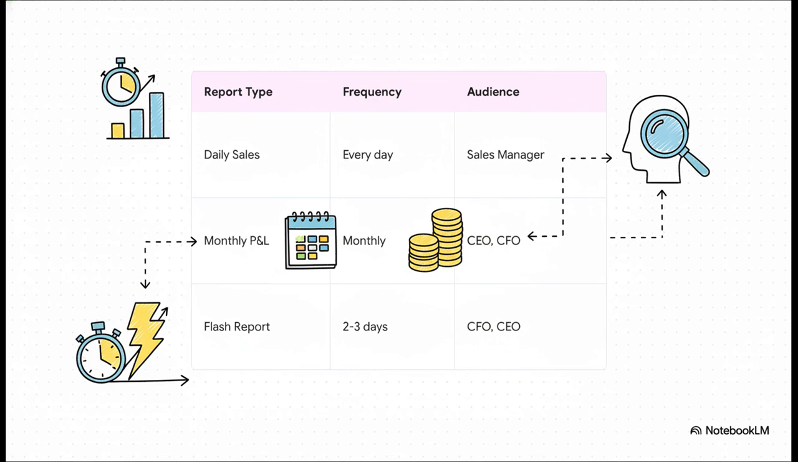And different leaders need different filters, right? A sales manager is going to rely on a daily sales report to check on the immediate day-to-day operations. Meanwhile, a CEO or a CFO, they need the monthly P&L, or maybe a rapid flash report generated just 2 or 3 days after the month ends. MIS simply ensures that the right decision maker gets exactly the right data, perfectly on time.